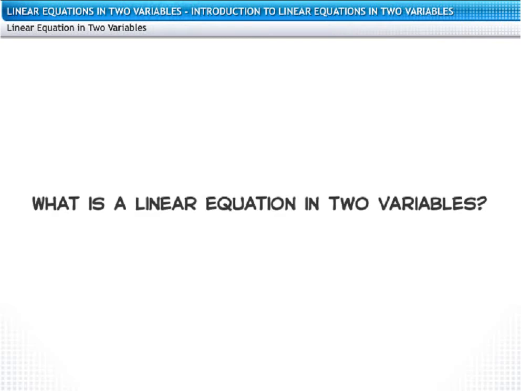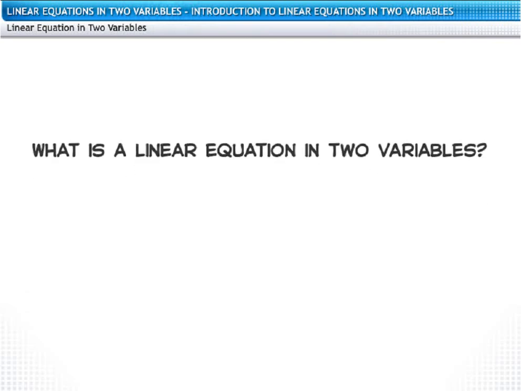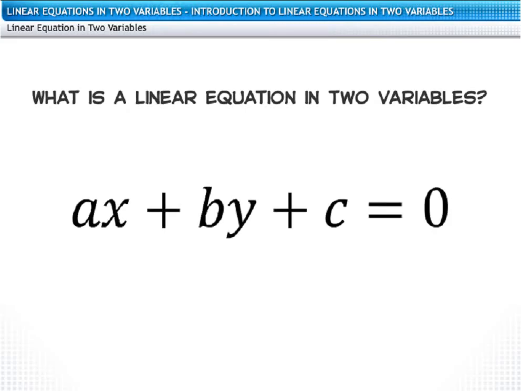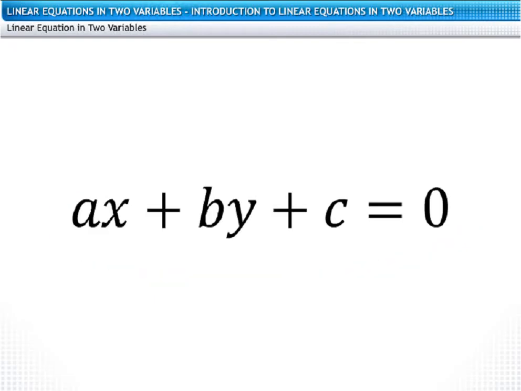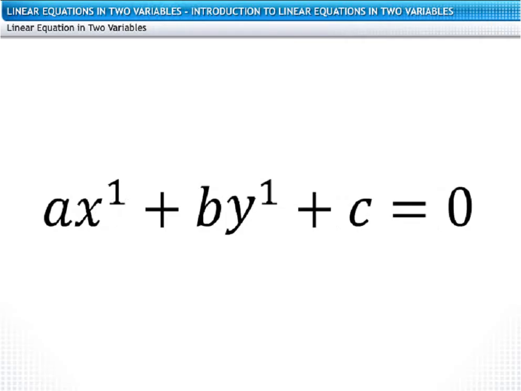What is a linear equation in two variables? An equation of the form ax + by + c = 0 is called a linear equation in two variables. How can we say that this is a linear equation in two variables? This equation can be represented as follows.